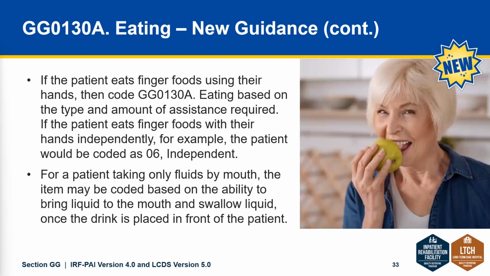You will find other new coding tips for GG 0130A. For example, if a patient uses finger foods and uses their hand, a code is still selected based on the type and amount of assistance the patient requires. The fact that the patient is not using any utensils does not factor into the coding. For example, if the patient eats finger foods with their hands independently and they need no help or assistance at any point, the patient would be coded as 06, independent.